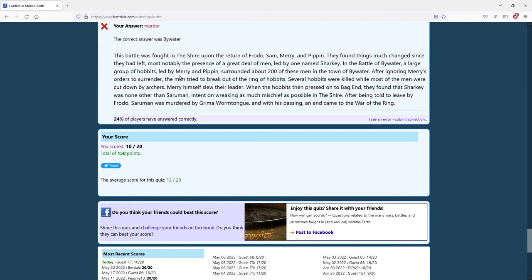In the Battle of Bywater, a large group of hobbits led by Merry and Pippin surrounded about 200 of these men in the town of Bywater. After ignoring Merry's orders to surrender, the men tried to break out of the ring of hobbits. Several hobbits were killed while most of the men were cut down by archers. Merry himself slew their leader. When the hobbits then pressed on to Bag End, they found that Sharkey was none other than Saruman. Okay, yeah. Now I remember. But Bywater, I don't even remember what the translation is in Spanish. His intent was to wreak as much mischief as possible in the Shire. After being told to leave by Frodo, Saruman was murdered by Grima Wormtongue, and with his passing, an end came to the War of the Ring.